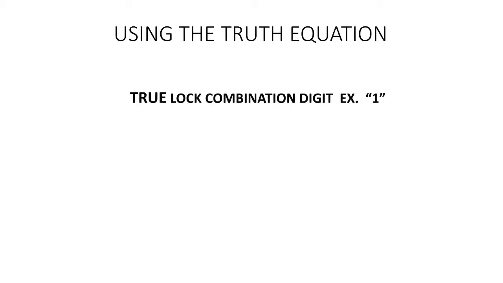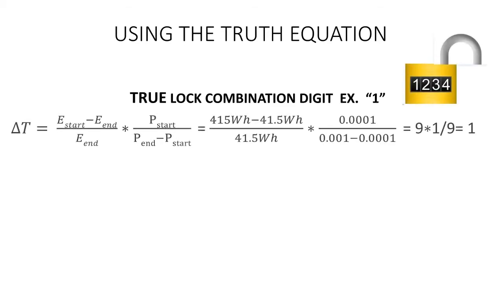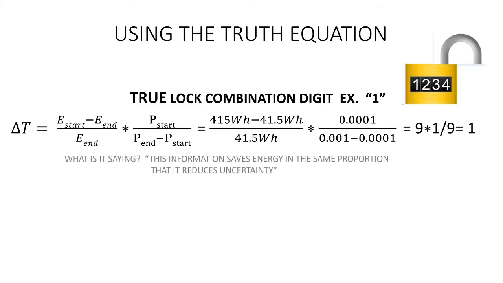So to use the truth equation with, for example, a lock combination digit of 1, which is a true lock combination digit, you have the change in energy being 415 watt hours, which is what you get when you know 0 lock combination digits, subtracted by 41.5 watt hours, which is what you get when you know 1 true lock combination digit. And then that's multiplied by the difference in probability, which is actually proportionally exactly the same. Therefore, you get 9 times 1 over 9, which is equal to 1. So what is this really saying?